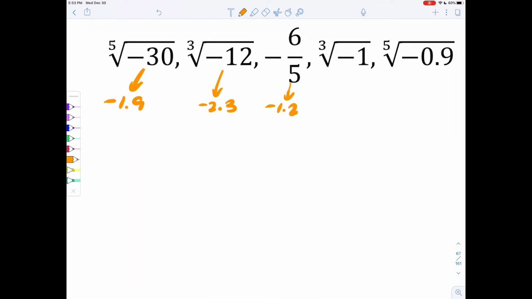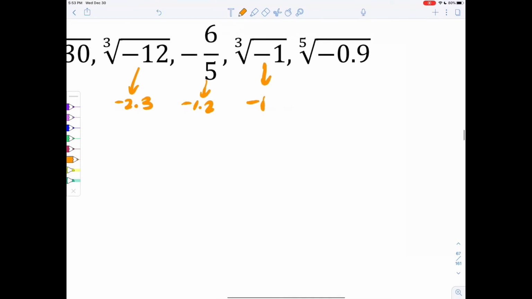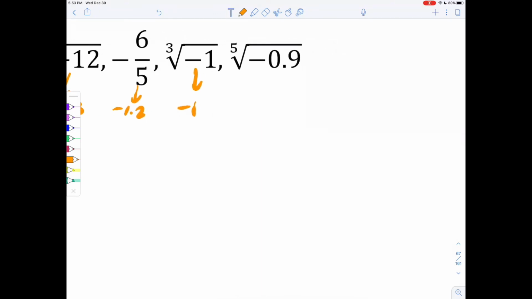That's just straight up 1.2, noting that these are all negative. Cube root of negative 1 is negative 1. Whoa, this thing! 5th root of negative 0.9. How are we going to figure that out?